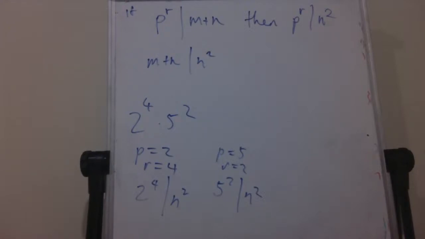So their actual proof could be really elegant, like p1 to the a1 times p2 to the a2 times p3 to the a3. Then p, and that same sequence must divide n squared. So there's an interesting issue you brought up, which is the confidence with which you can expect the marker to read the statement. It suffices to show that p to the r divides m plus n implies p to the r divides n squared.